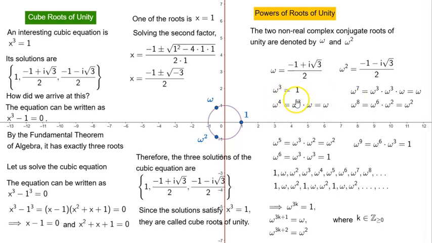So you can look at this going anti-clockwise. Omega times omega is omega square. Omega cube is 1. Omega to the power of 4 is omega. Omega to the power of 5 is omega square, and so on. So that was powers of roots of unity. And in general, we looked at cube roots of unity. That's it for now.